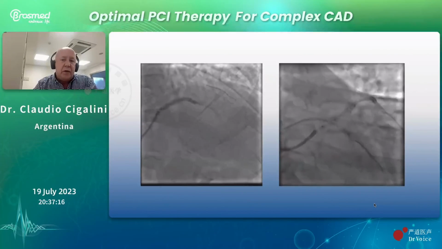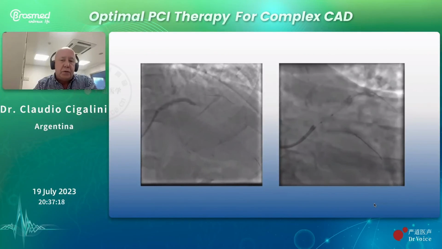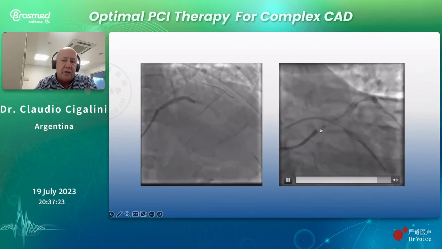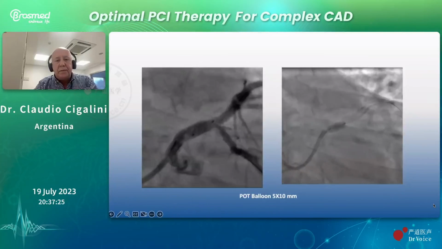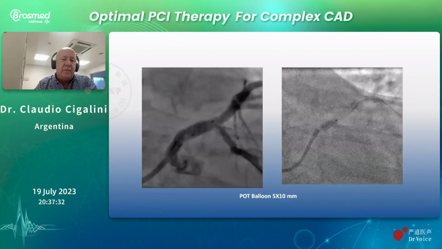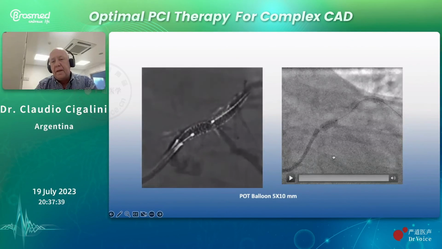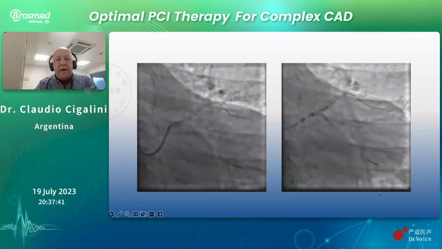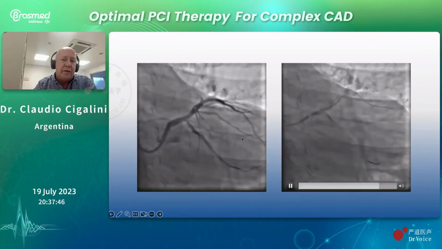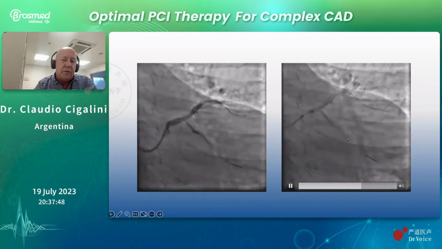And after that, we do POT with a POT balloon. Here we are looking for the right position. We use this kind of imaging, the stent vessel view, to ensure the right position. And after that, we noticed that the ostium of the circumflex was compromised. So we do kissing balloon here.